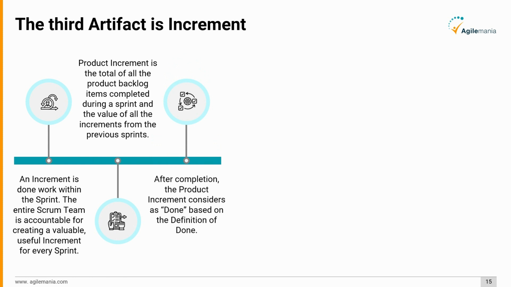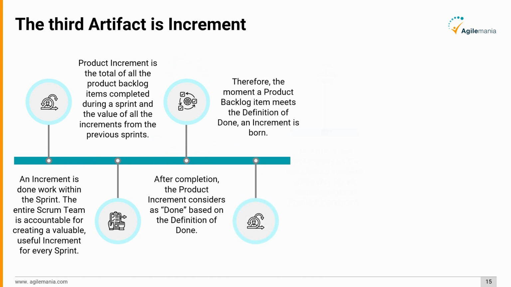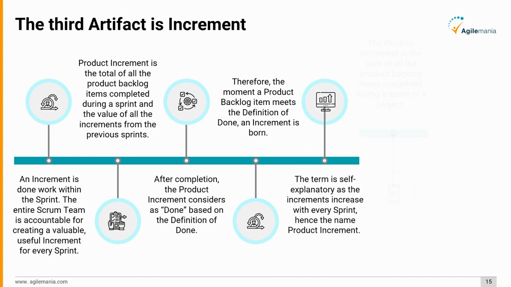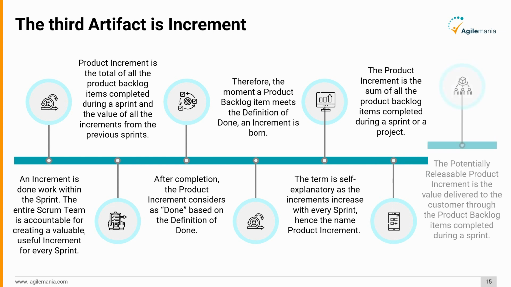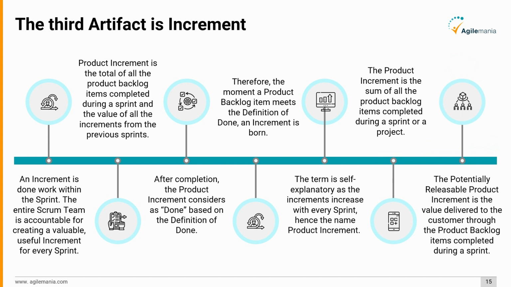After completion, the product increment is considered done based on the definition of done. Therefore, the moment a product backlog item meets the definition of done, an increment is born. The term is self-explanatory as the increments increase with every sprint, hence the name product increment. The product increment is the sum of all the product backlog items completed during a sprint or a project. The potentially releasable product increment is the value delivered to the customer through the product backlog items completed during a sprint. And that was all about Scrum artifacts.